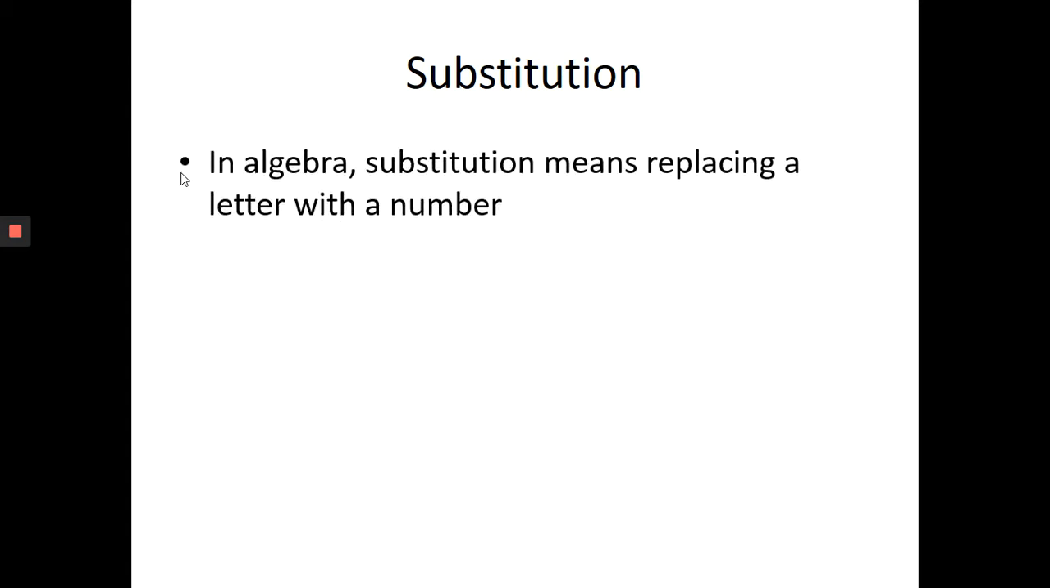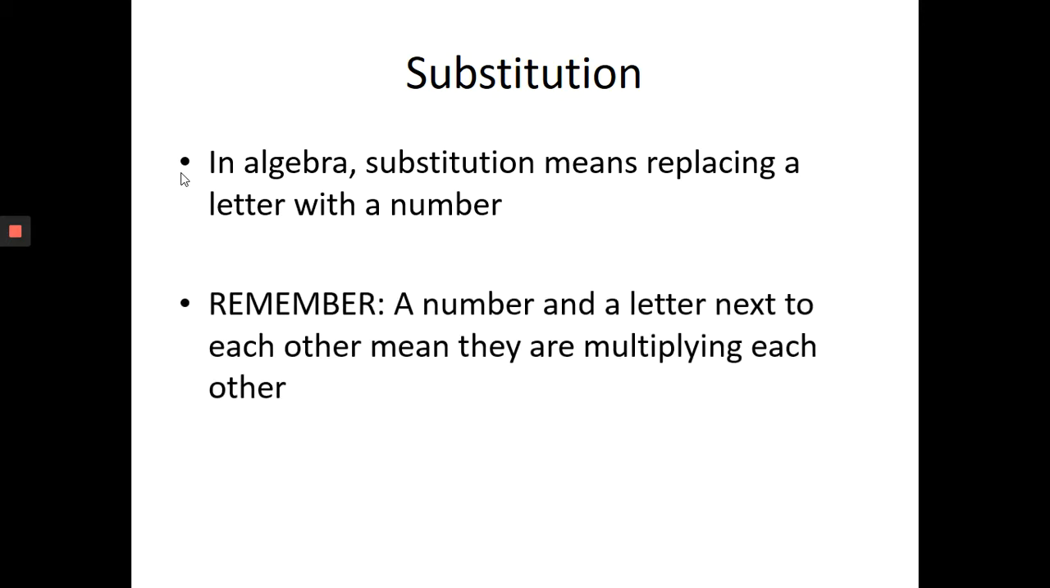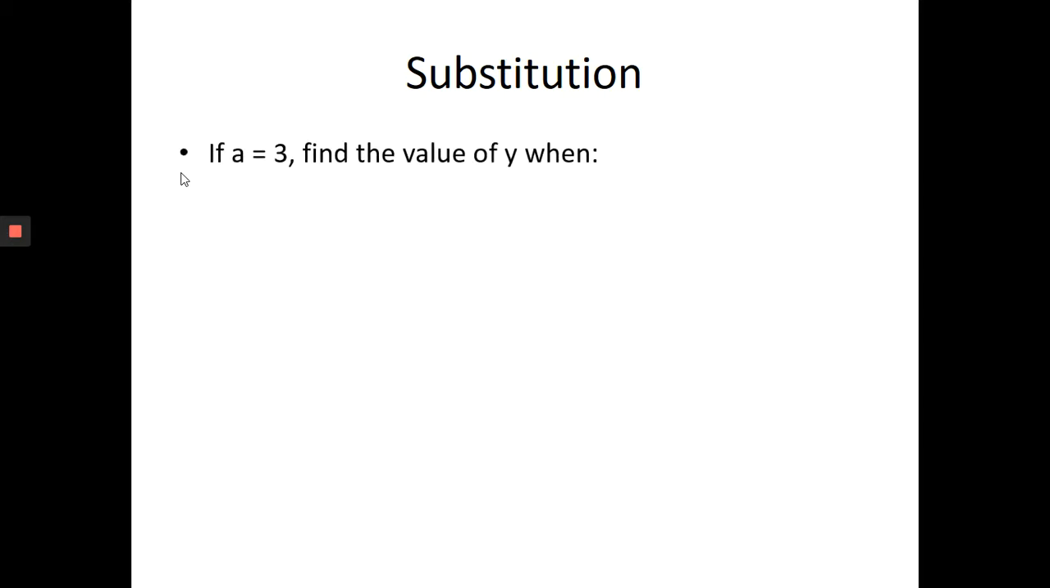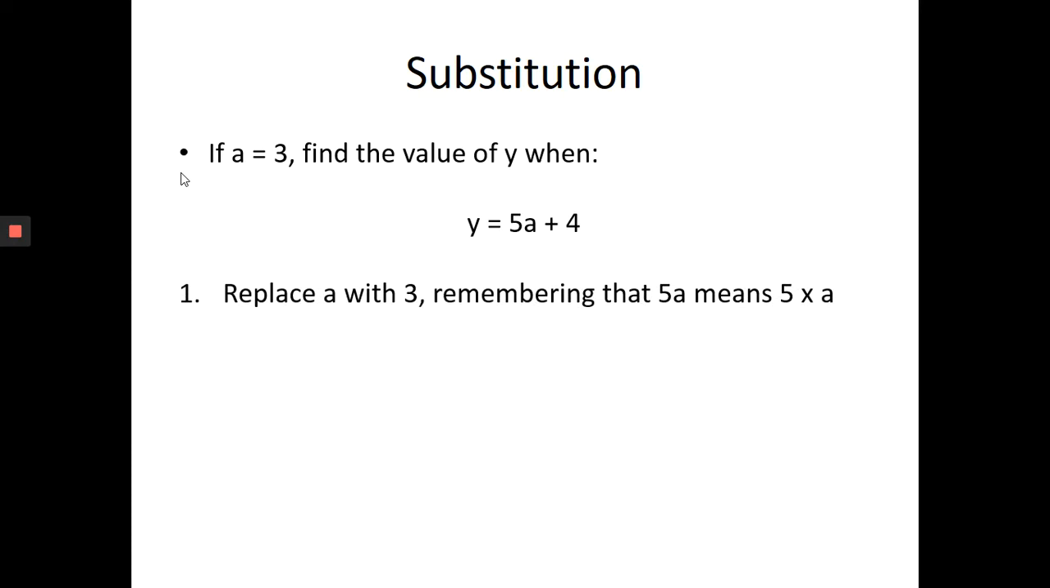It means that you replace a letter with a number. So remember, a number and a letter next to each other means they are multiplying each other. For example, 3a means 3 times a. Okay, so I'm going to give you some examples. If a equals 3, find the value of y when y equals 5a plus 4. So replace a with 3, remembering that 5a means 5 times a. So that becomes 5 times 3, add 4.